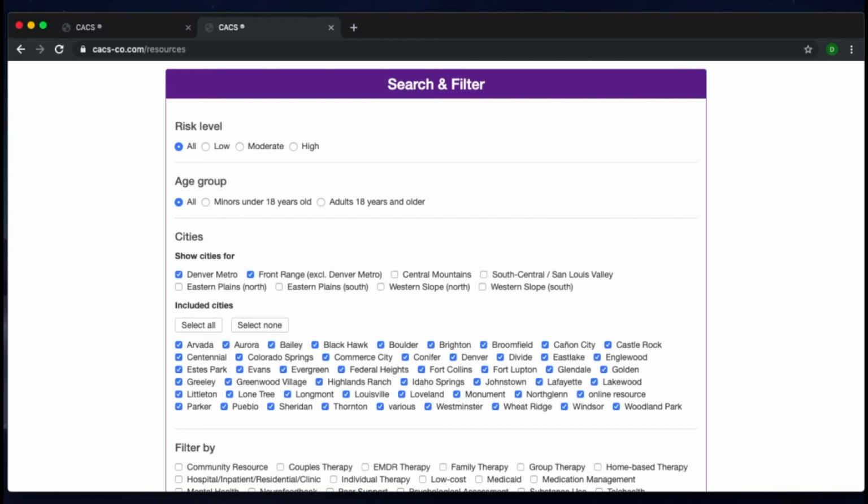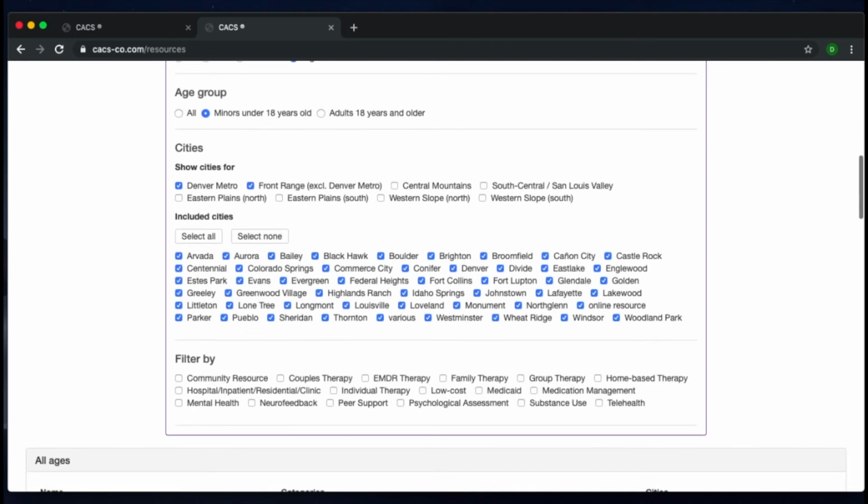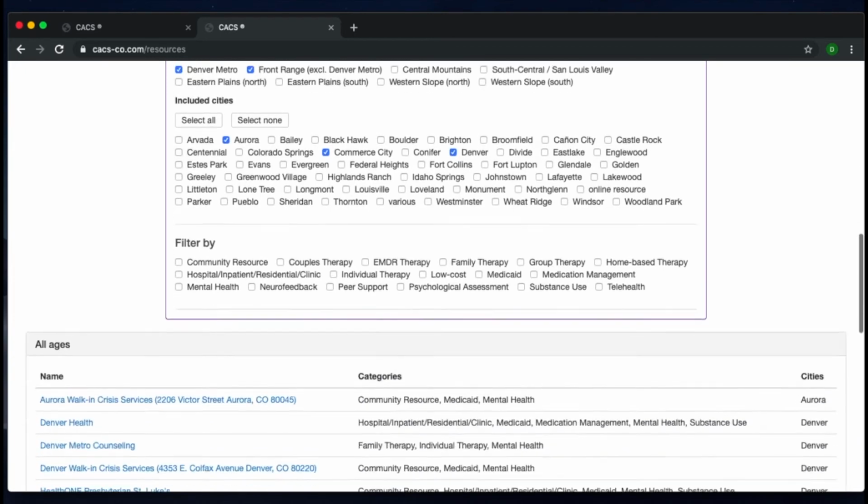So for our individual, she was high risk, so we're looking for something for a minor under 18. So our demonstration person was 12. And then for the cities, let's say we're looking at the Front Range and the metro area, and what you're noticing is it automatically selects all the cities that we have on record. Now, if you're looking for something specific, maybe you're looking for just Aurora and Denver, for example, or Commerce City, Aurora, and Denver. So these would be things that you could click off, and it's going to automatically start filtering our results.